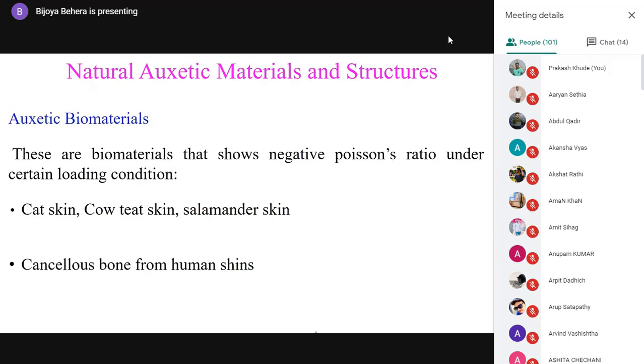We have some auxetic biomaterials also: cat skin, cow teat skin, salamander skin. These are all auxetic materials which already exist in nature. Cancellous bone from the human shin is also an auxetic bone. So in nature, God has created these materials. They need to be auxetic, otherwise these materials will not last long. They cannot perform their duties as they are doing. So God has created those materials in nature. They are auxetic. That's why they are doing their job.